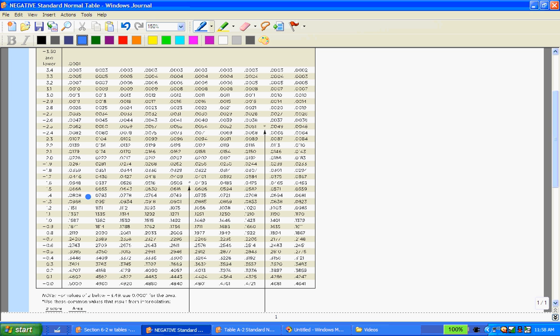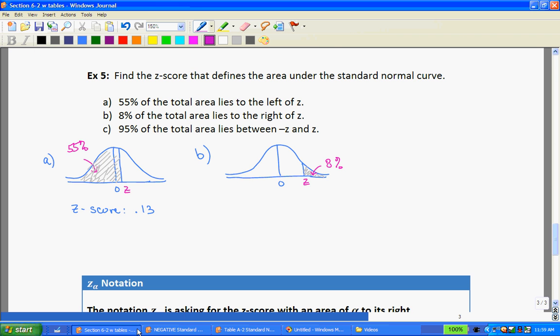Sometimes you can even split the difference and say 1.405, something like that. But if you chose 1.41, that would be okay, or 1.40, that would be okay. And I'm going to go ahead with the 1.41. So the z-score here is 1.41. Now, even though I was on my negative table, I have to look at my picture to know that this value should be positive.